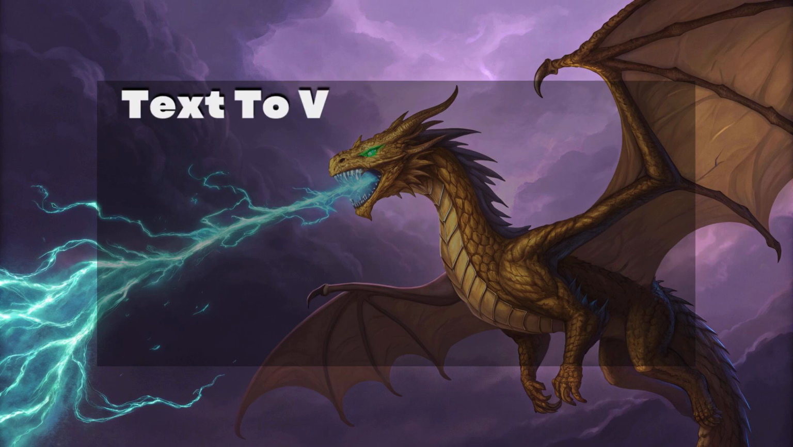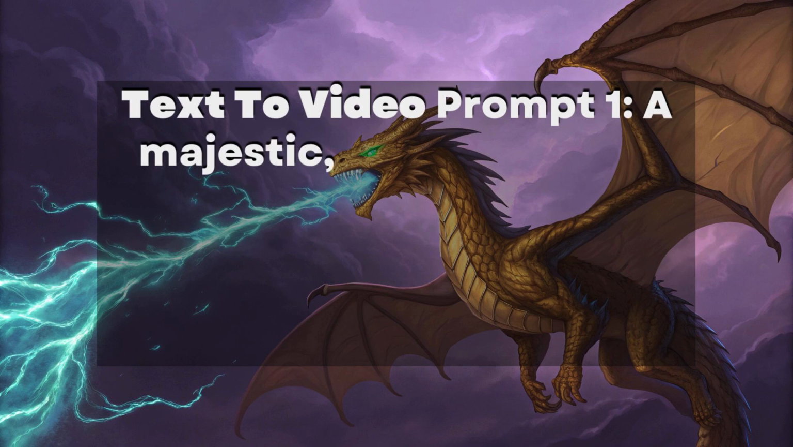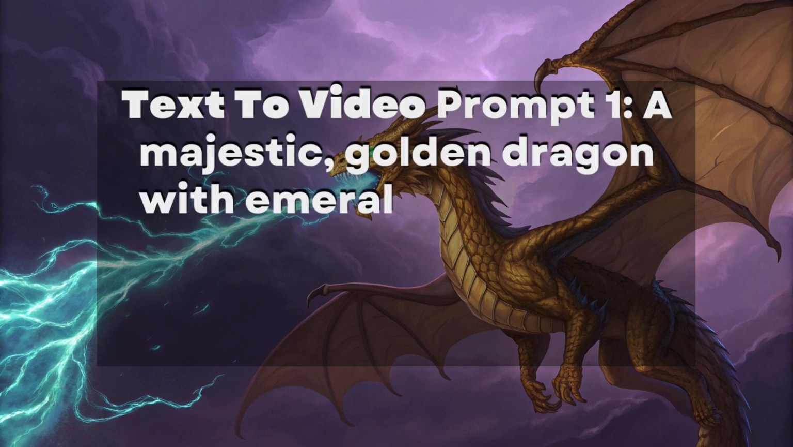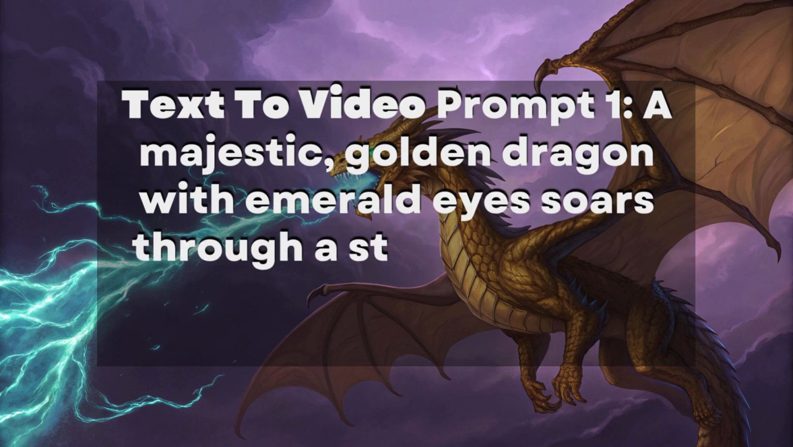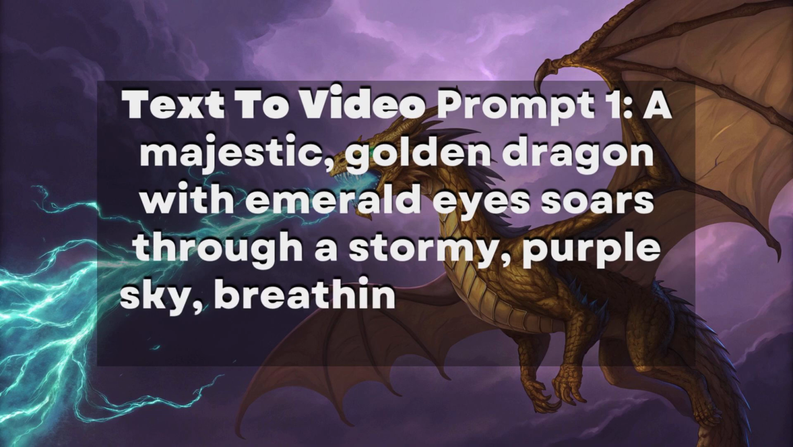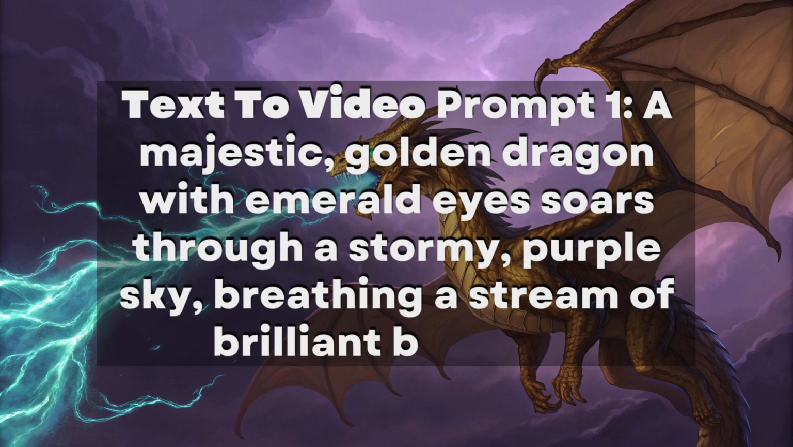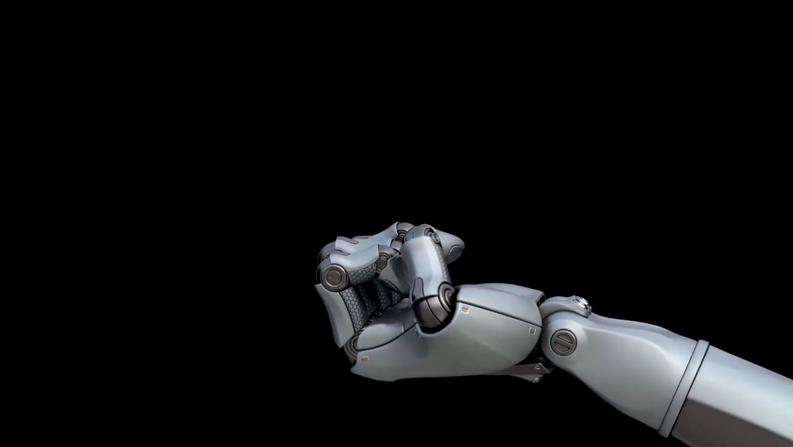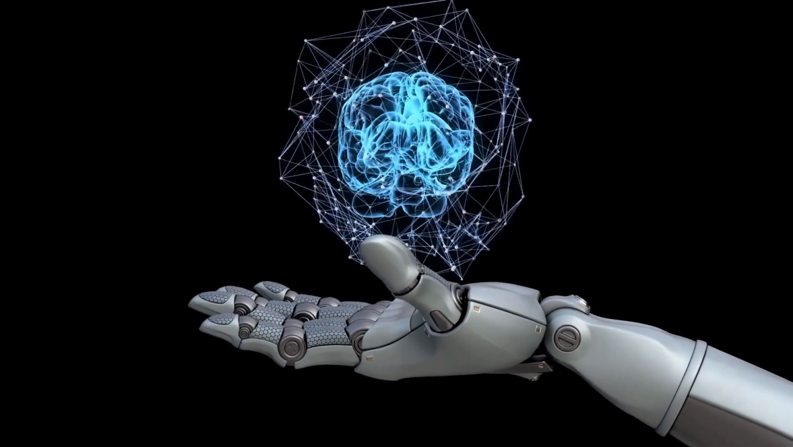Text to video showdown. Now for the ultimate test. We're giving Veo 3 and Hailuo 2 the exact same text prompt to see what they come up with. For Kling 2.1 and Runway 4, only image to video is possible. The prompt is: a majestic, golden dragon with emerald eyes soars through a stormy, purple sky, breathing a stream of brilliant blue fire. This is where we see the real difference in their creative engines.